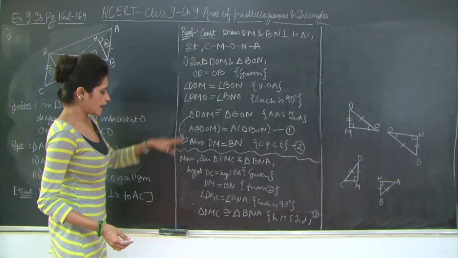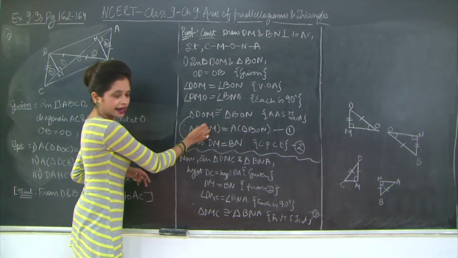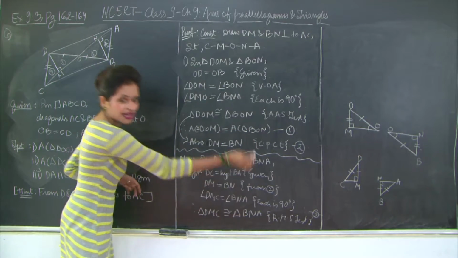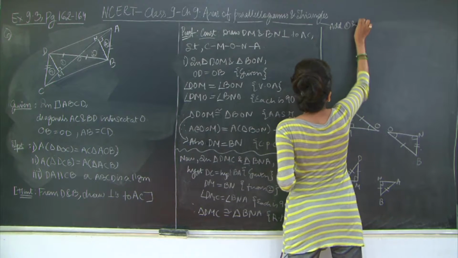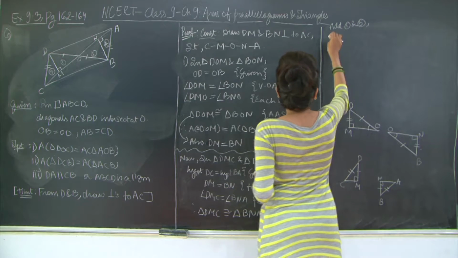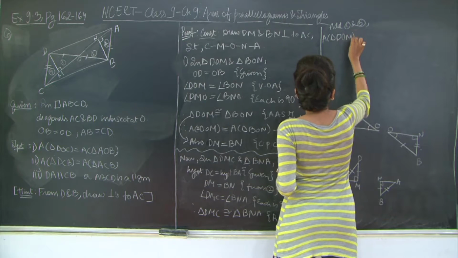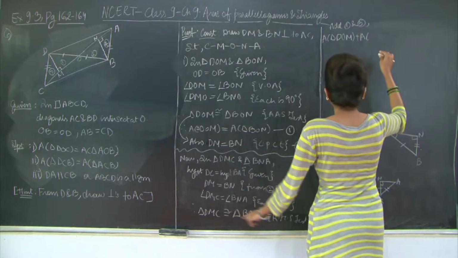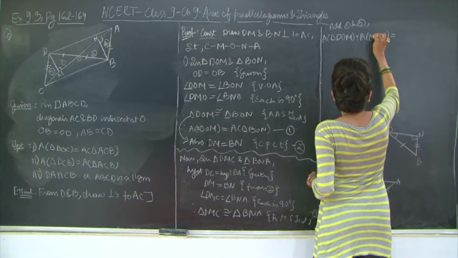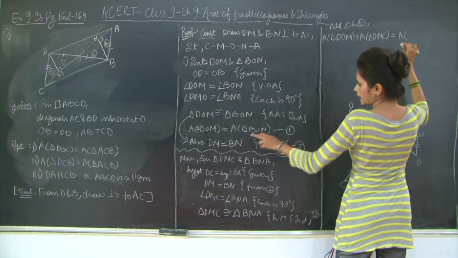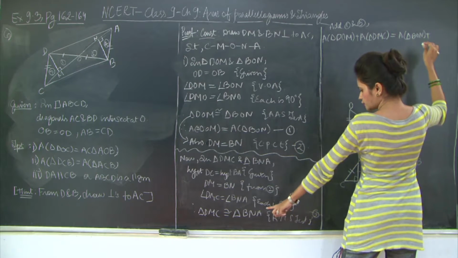Now let's add 1 and 3. When you add equals to equals, the wholes are equal. So we will add the right hand side of this with this and the right hand side of this with this. So I'll say adding 1 and 3, what do we get? That area of triangle DOM plus area of triangle DMC is equal to area of triangle BON plus area of triangle BNA.